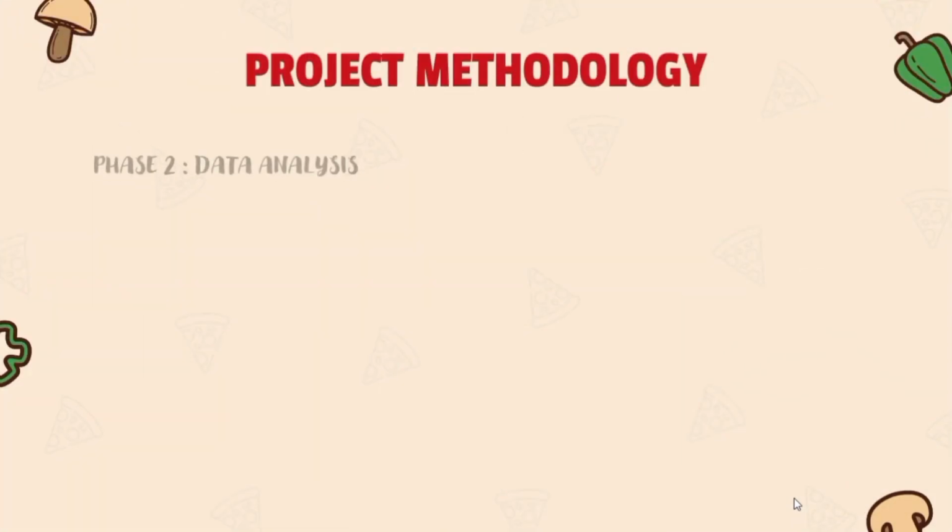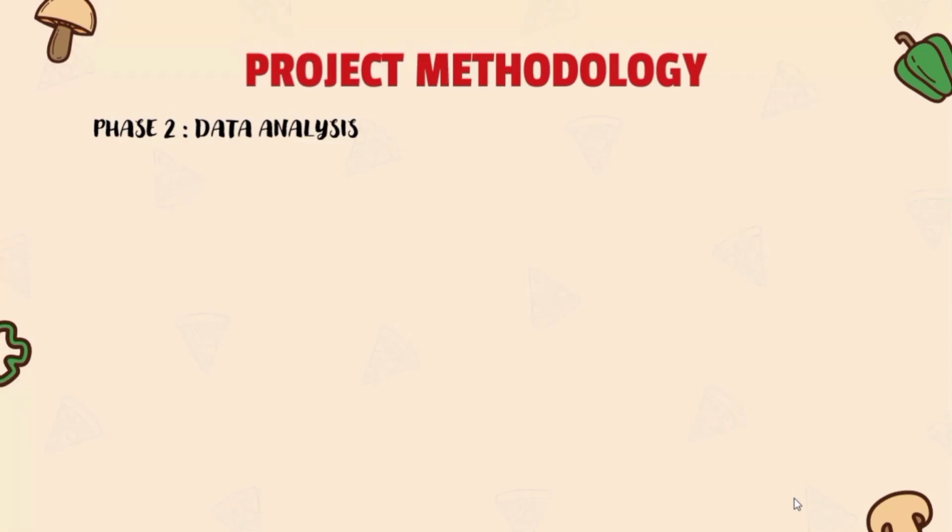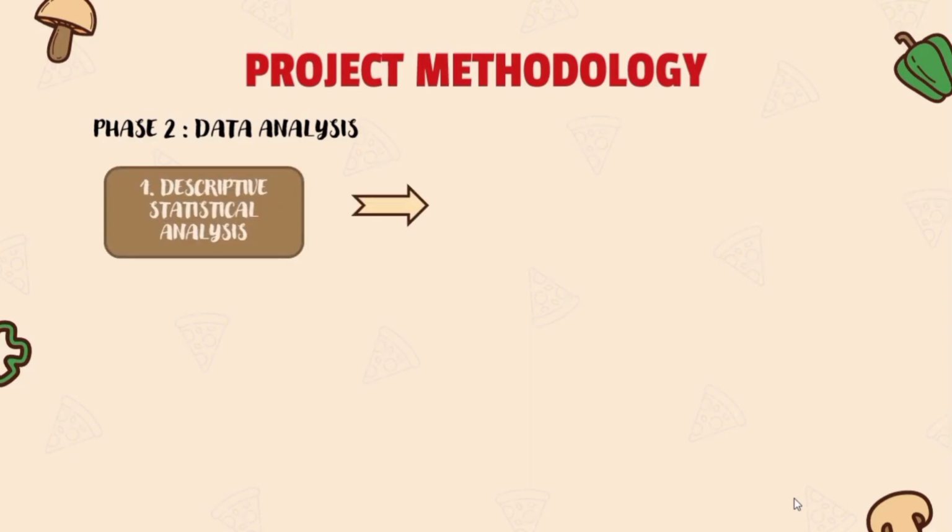Now, moving to the second phase, which is data analysis. There are 3 main analyses that we had discussed in our project. The first one is descriptive statistical analysis. These analyses are used to summarize and classify data by describing the relationships among variables in a sample or population.